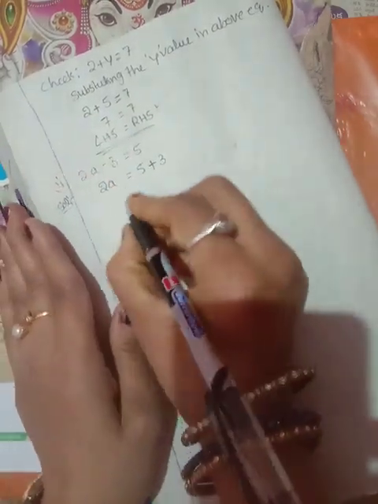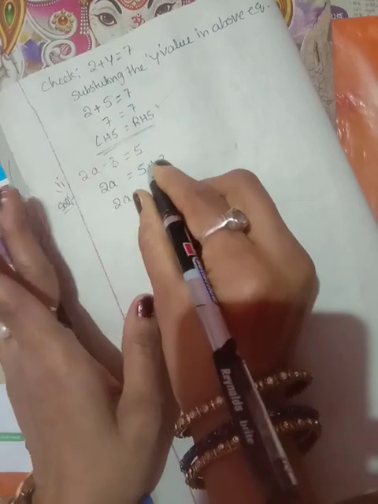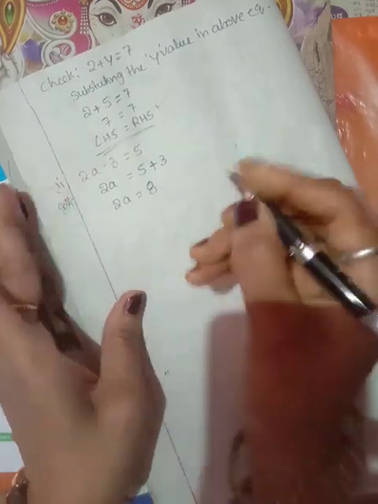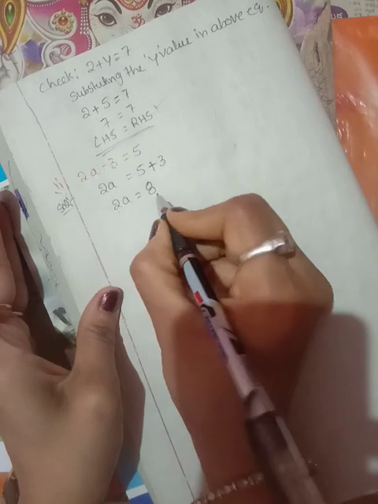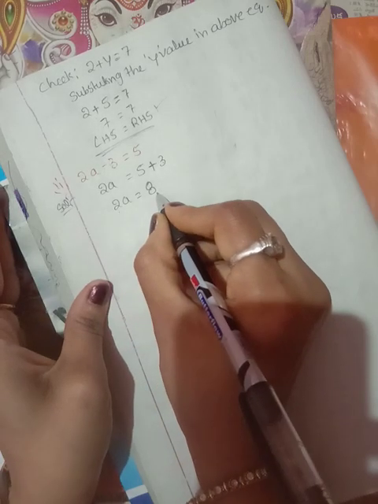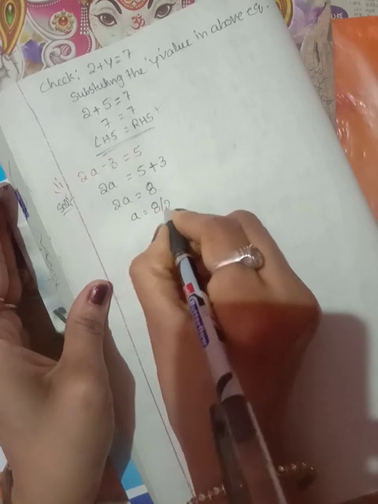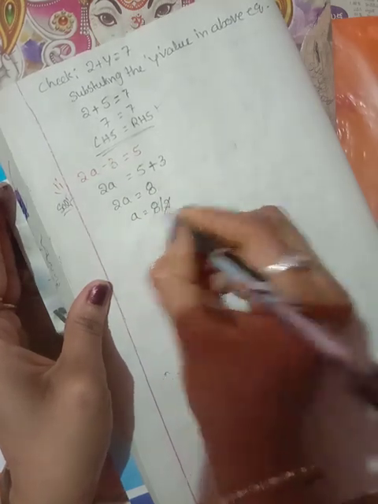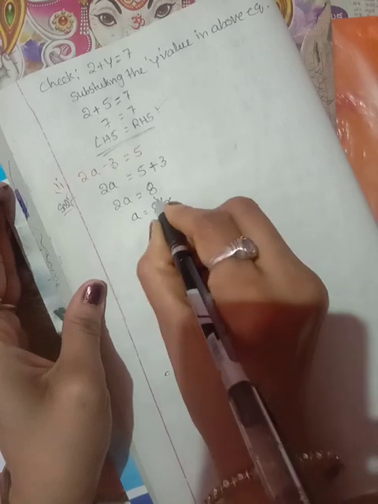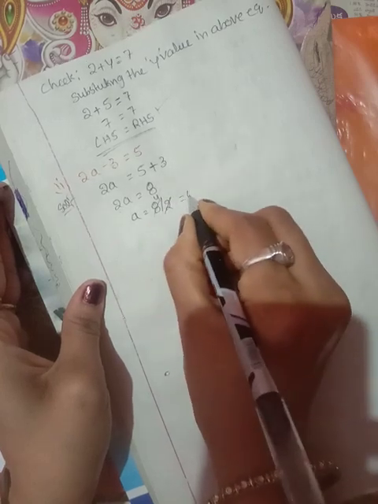So that's why we write 2a equal to 5 plus 3, which is 8. 2a equal to 8. The multiplication by 2 becomes division by 2 after the equal sign. Now a equal to 8 by 2. 2 fours are 8. So a equal to 4.